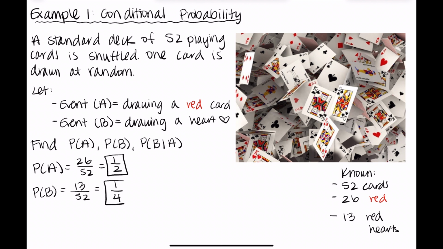Lastly, let's do the probability of B given A. Now, what does this mean in this scenario? The probability of B given A would be the probability of drawing a heart given that we already know that the card is red. So we know that there are 13 hearts in a deck of cards, and we know that there are 26 red cards. So our fraction here would be 13 over 26, which would simplify to 1/2. So that is example 1.